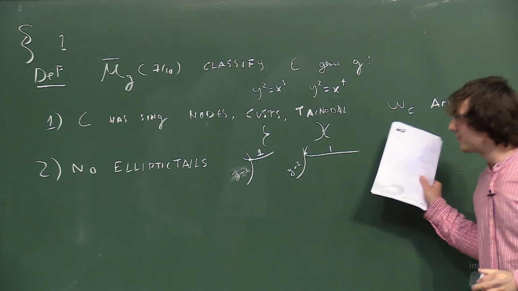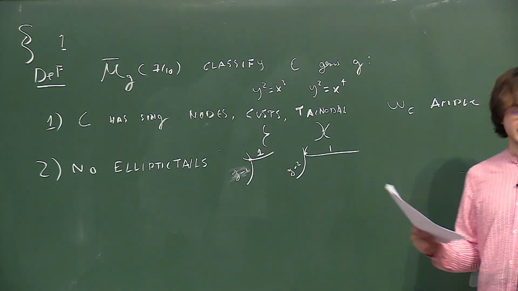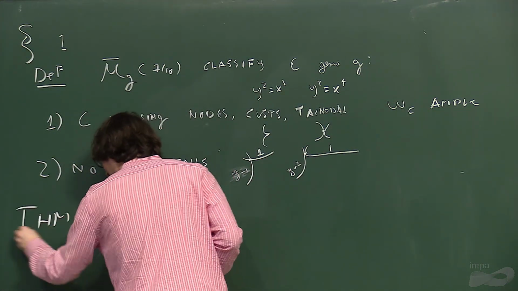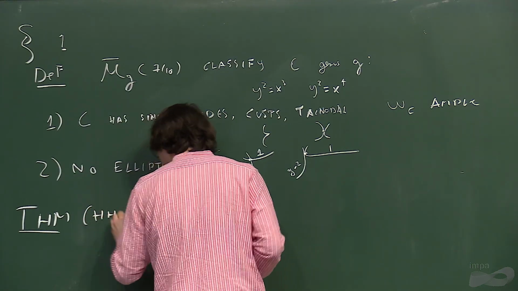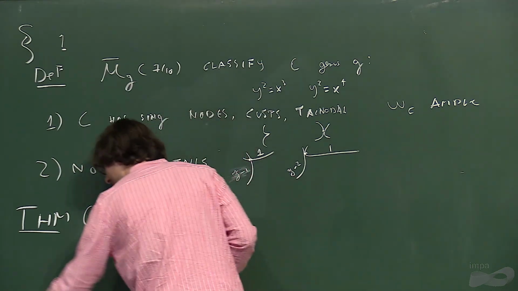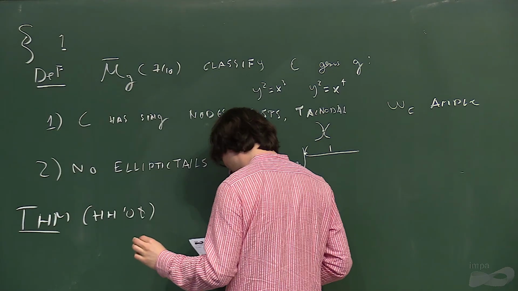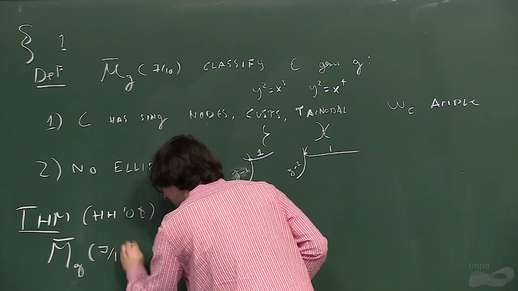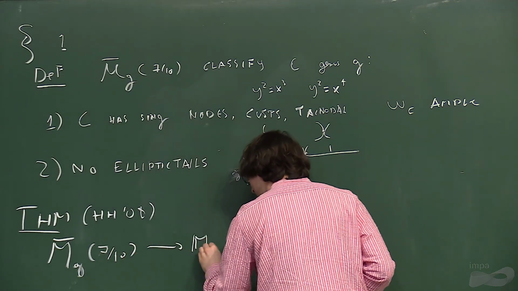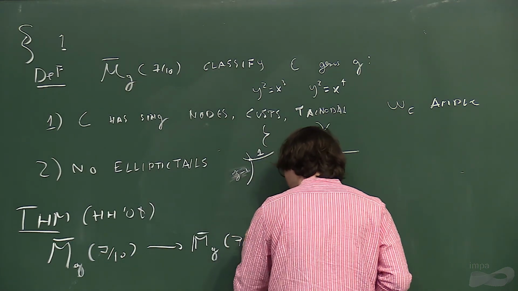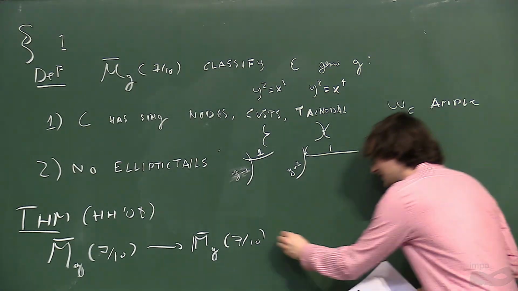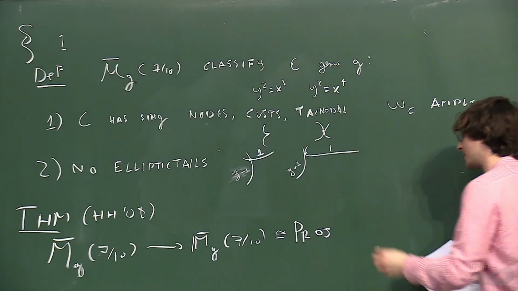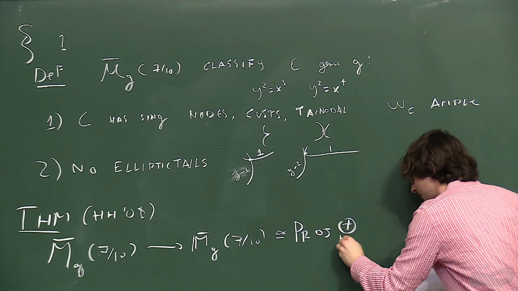Good. So at least now we have a definition, and now let me explain why 7/10. There is a theorem by Hassett and Hyeon in 2008, they proved that this stack has a good moduli space, which is called M_g^{7/10}, and moreover, this is isomorphic to a log canonical model. So it's the Proj of some ring of sections of a line bundle.